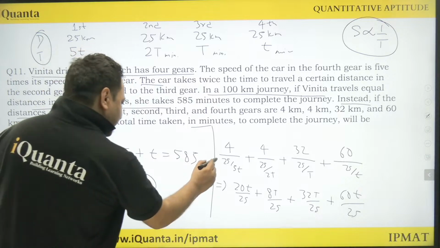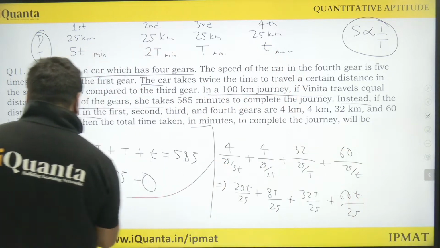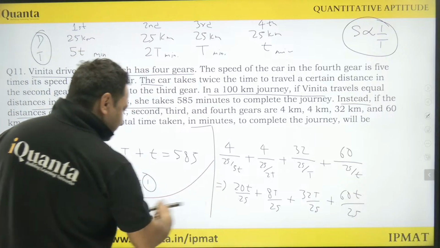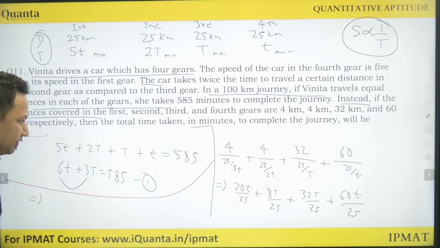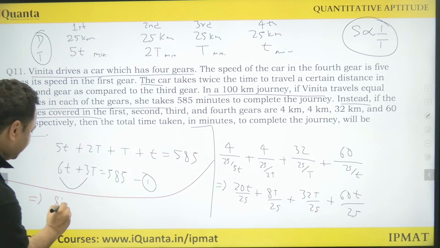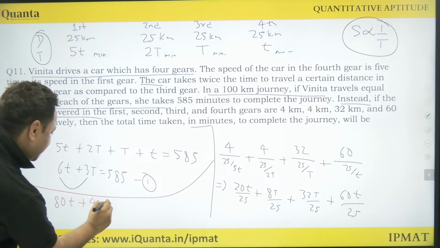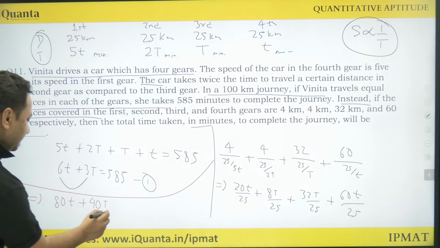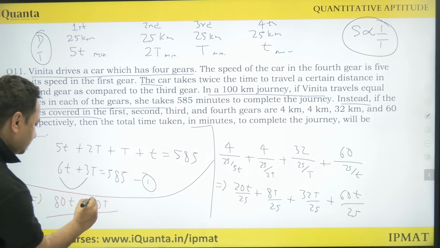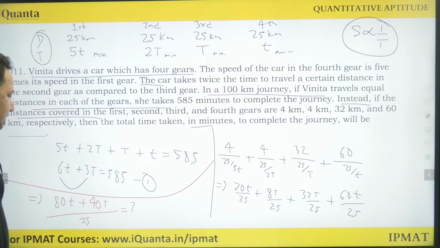So now, because I don't have much space on the board, I'll do one thing. I'll just make a partition and solve the next step over here. So we have 80 small t, 20 plus 60, and 40 capital T, and this upon 25 is what we have to calculate.